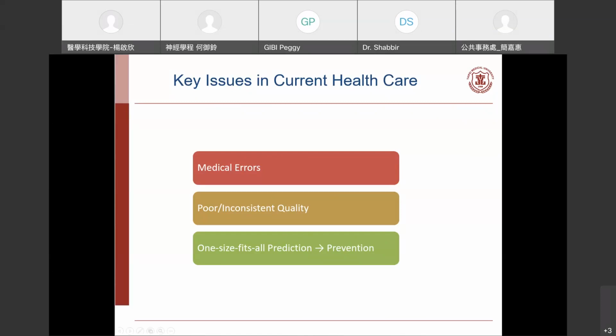Then the second thing is quality. Again, poor quality: how can we improve our quality by using artificial intelligence? Because you need to understand, healthcare is all about information, and how we are going to use that information.